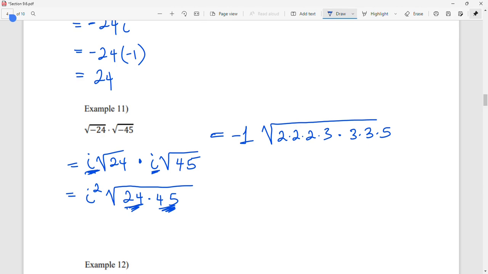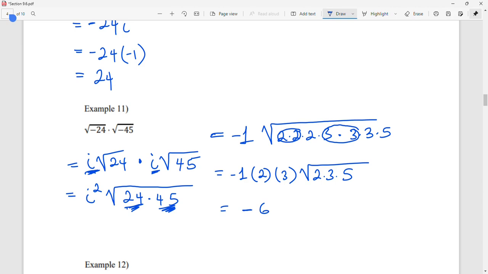And so since we're looking for groups of 2 here, we'll circle the pairs. And that's going to give us a negative 1 times a 2 in the front and times a 3. What's left inside? We have a 2 times 3 times 5 left inside. So this is equivalent to negative 6 square root of 2 times 3 times 5, which gives us 30. So the answer to our problem is negative 6 square root of 30.